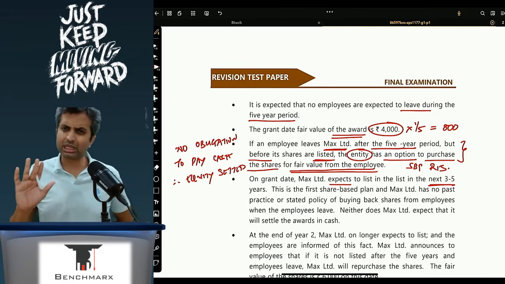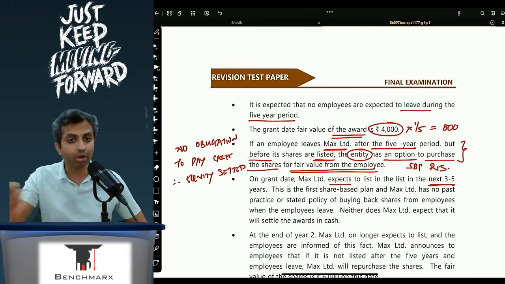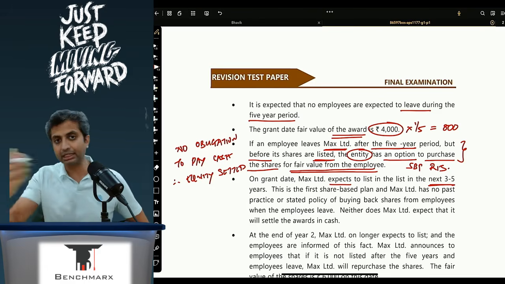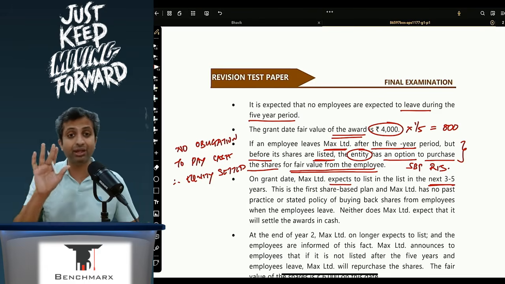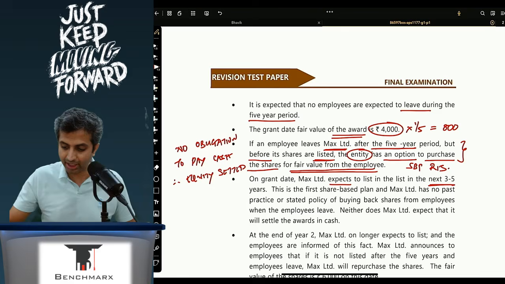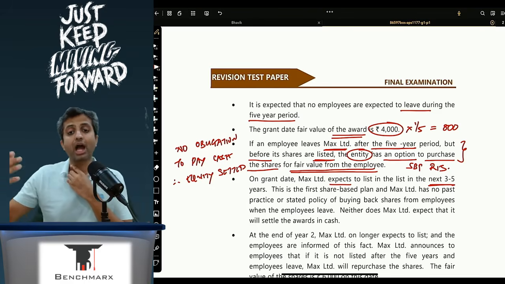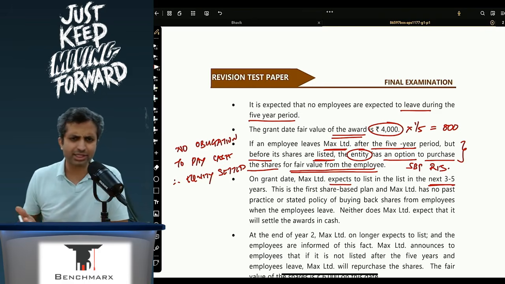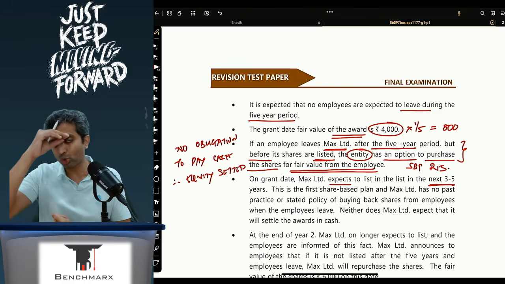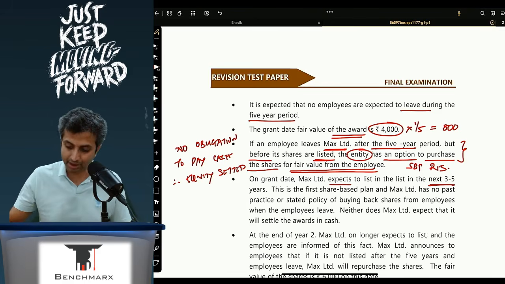So it expects to list in the next 3 to 5 years, and if it expects to list in the next 3 to 5 years, it does not appear that the entity will buy. The entity said "I may buy", emphasizing the word may; the entity has an option. I may buy if the shares are not listed after 5 years. Well, I'm expecting to list within 5 years, and hence I don't need to buy any of your shares, and hence the accounting will be done as if it is an SBP reserve case.